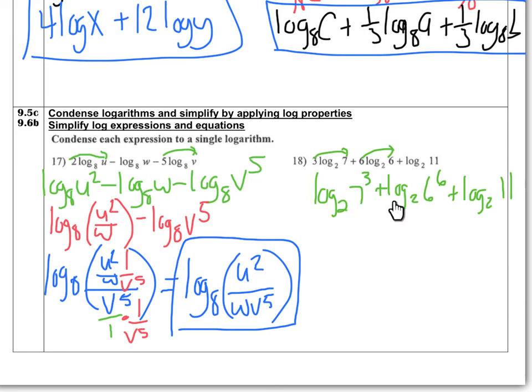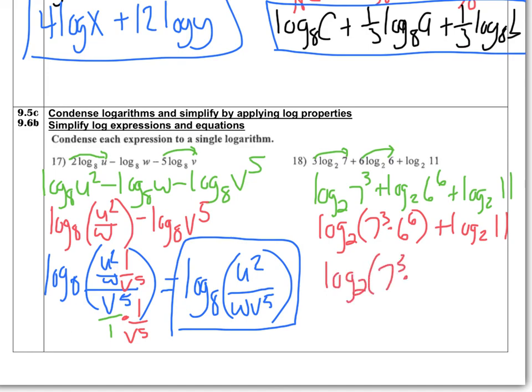Now, I could bring this all together at once. I'm going to do it in 2 steps just to show you. I'm going to bring these two together. Addition becomes multiplication. So it's log base 2 of 7 cubed times 6 to the 6th. And that's plus log base 2 of 11. Now these two can be brought together into multiplication. It just comes down to log base 2 of 7 cubed times 6 to the 6th times 11. And this is actually considered our final answer.